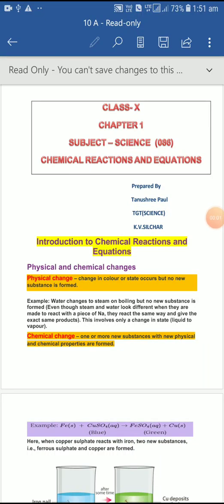Hello children, now you have come to class 10, is it not? This is the most important class. From the beginning, pay attention to each and every verse and make notes of each and every topic. It will be helpful in your studies, clear?